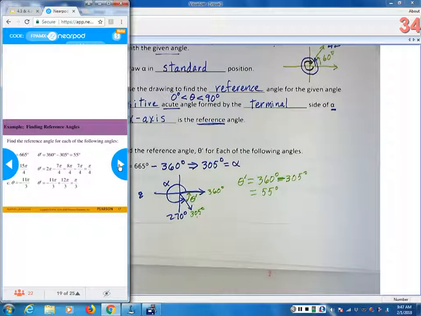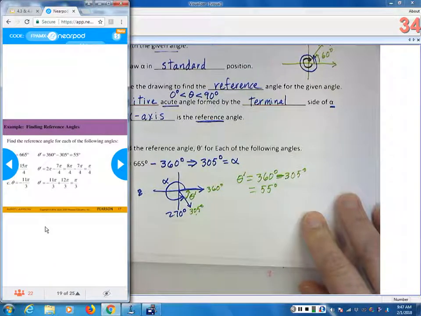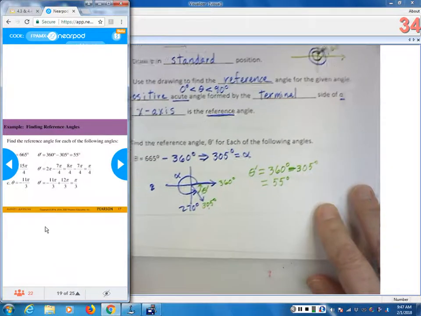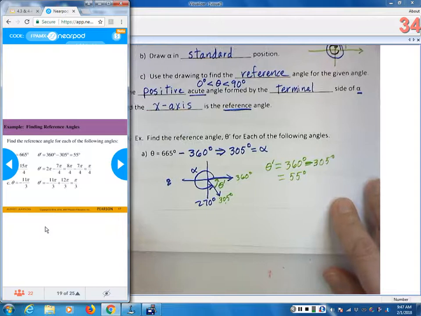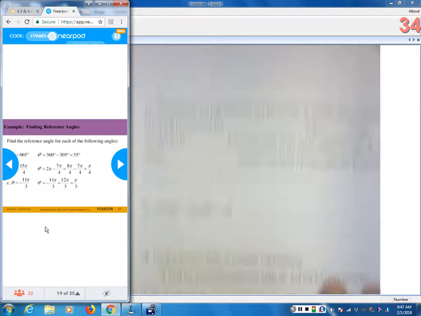So it is best to draw the picture. Then you don't have to memorize what you subtract from and all that. The slides aren't showing the pictures, but I like the pictures. Is anybody still copying that? Okay. I'm going to go on to the next one.